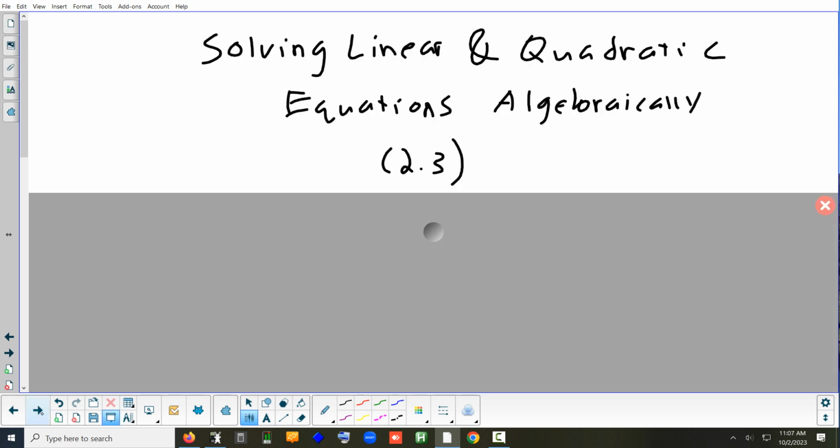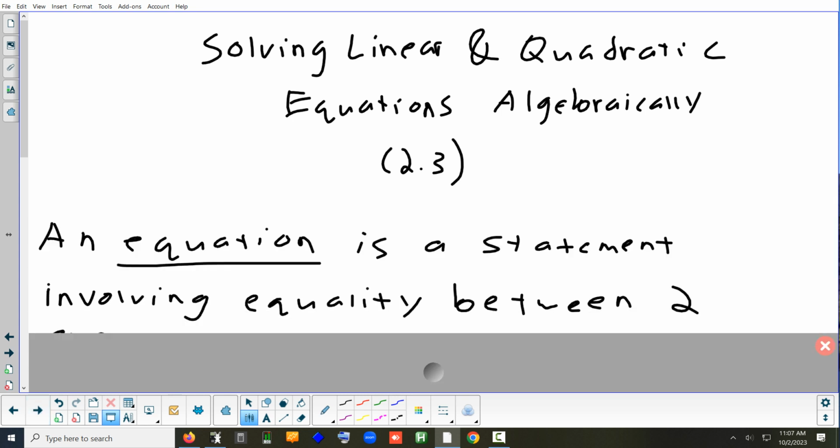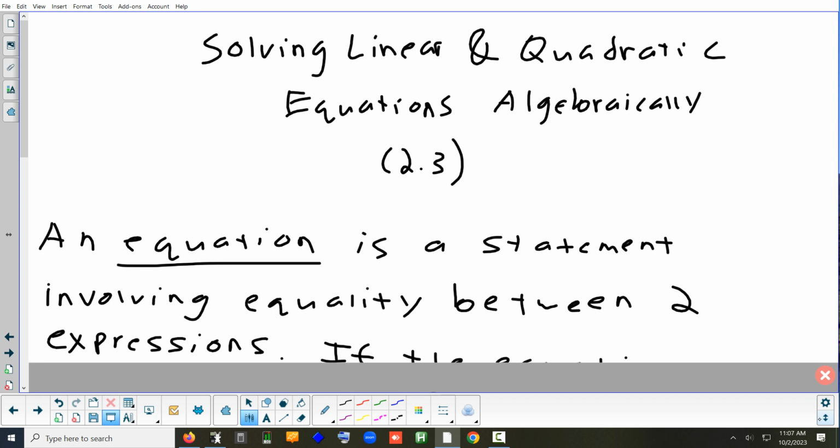So that was it for section 2.2. For the rest of today, we're going to focus mostly on 2.3. Some of this is definitely going to be a little bit of a review: how to solve linear and quadratic equations. We just solved the linear equation in the last section. The break-even point problem, that was a linear equation.